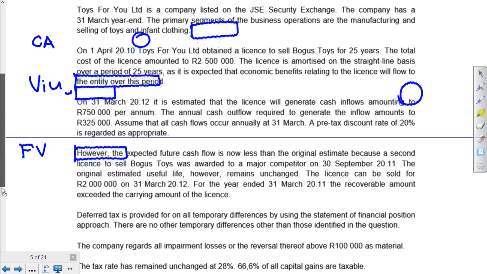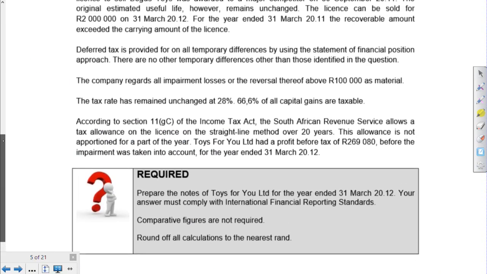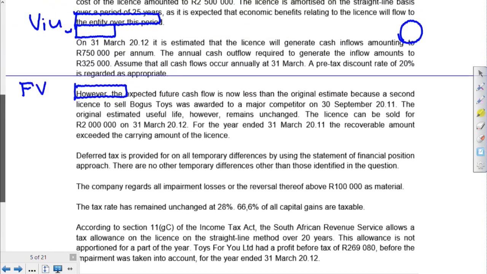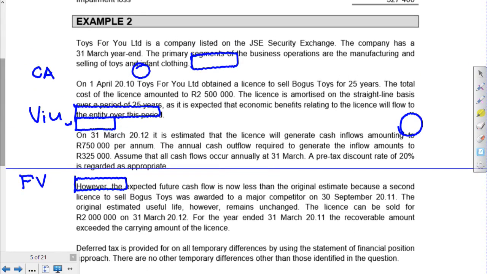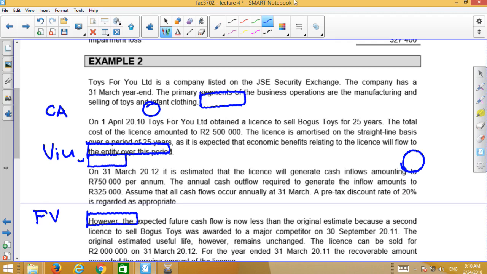I'll talk to you about tax, but there's nothing major about tax with impairment. Okay. Oh gosh, what happened here? Things went all unaligned.